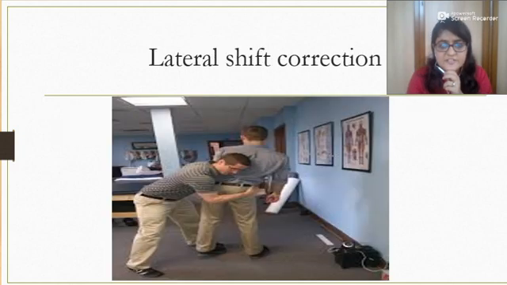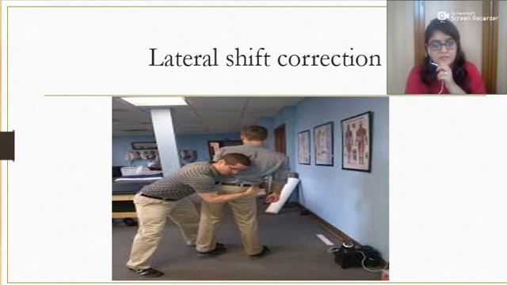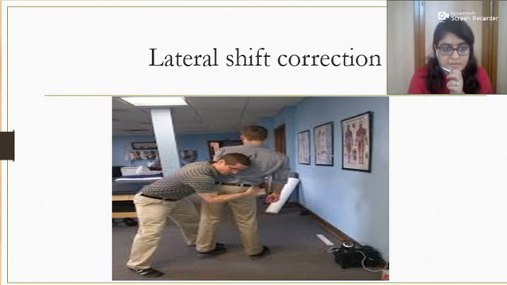If the lateral shift is present, we have to correct it like this. The therapist will stand. Suppose there is a right side lateral shift. The therapist will stand on the same side and pull the pelvis towards him and hold it for a few seconds. After the lateral shift correction, he has to start the other exercises of back strengthening. Otherwise, without correcting this alignment, we are not supposed to start the strengthening exercises. Otherwise, it will worsen the pain.